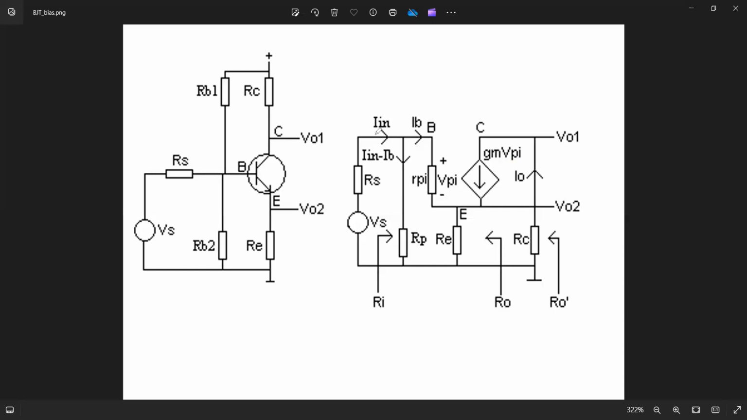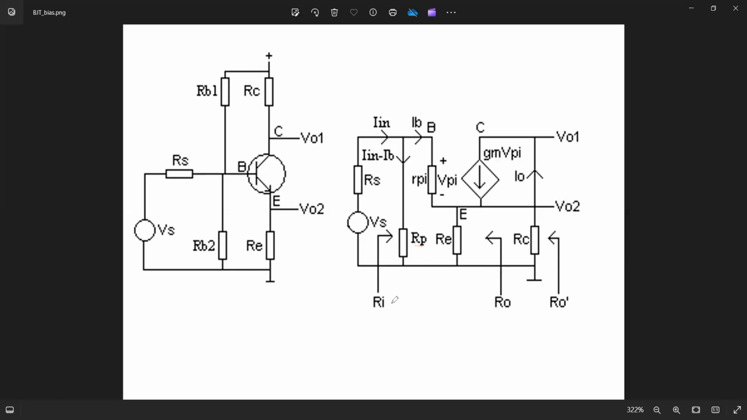Now there is a voltage source applied. Therefore, the current IIN flows into the circuit and it tries to go into the base pin of the transistor. As you can see, it goes into two parts. It goes into the base and goes into the parallel combination of RB1 and RB2, which is the Thevenin's equivalent resistance RP. And IIN minus IB is the value of that current which flows through RP.